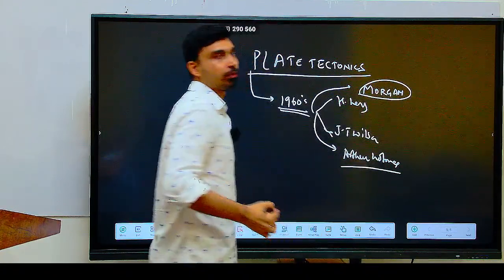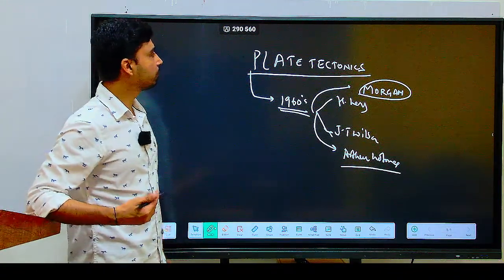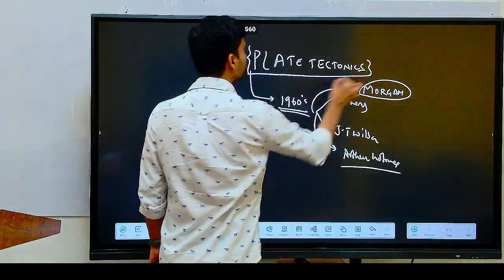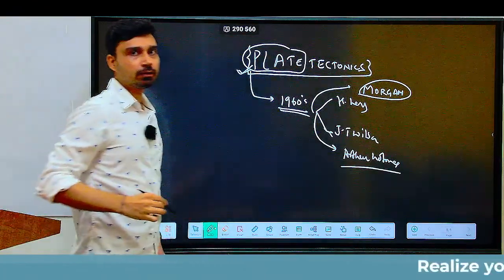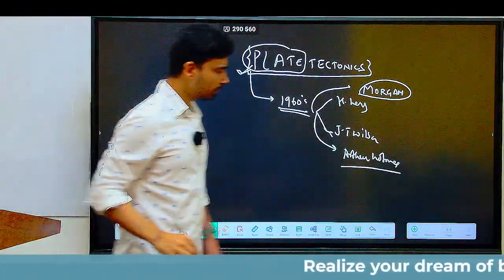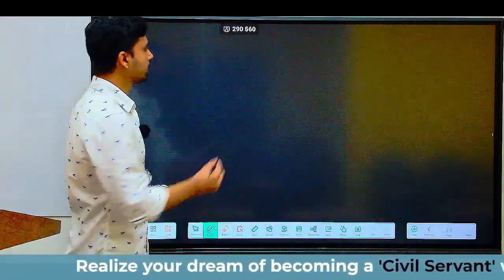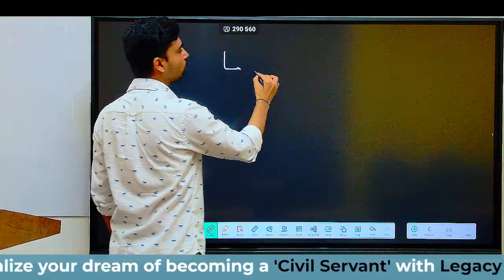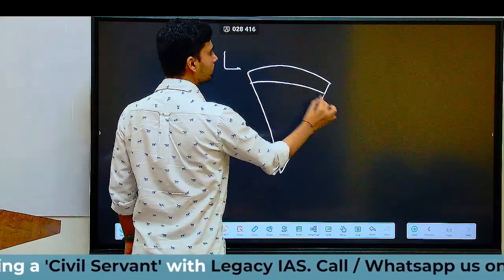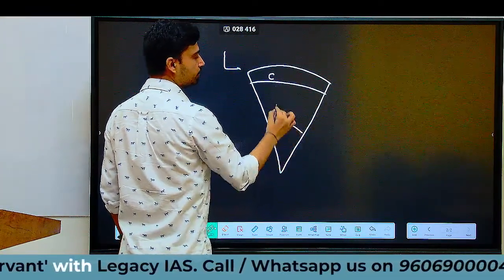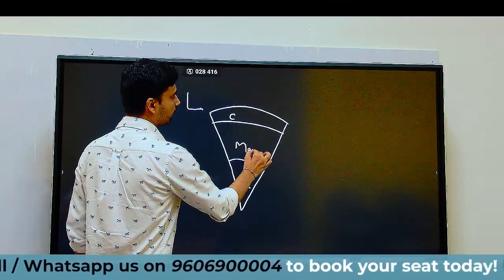Before understanding what the plate tectonic theory stands for, what it describes, or what the major elements of this theory are, we have to understand the term plate. What does the term plate mean? If you look at the structure of the earth, overall we can divide the earth into three layers. The upper layer is what we call the crust, the central layer is the mantle, and the innermost layer is the core.